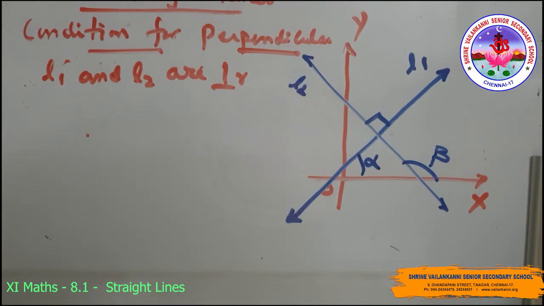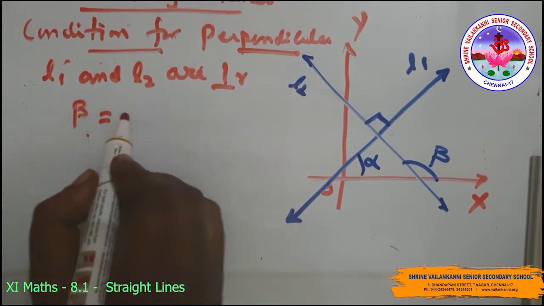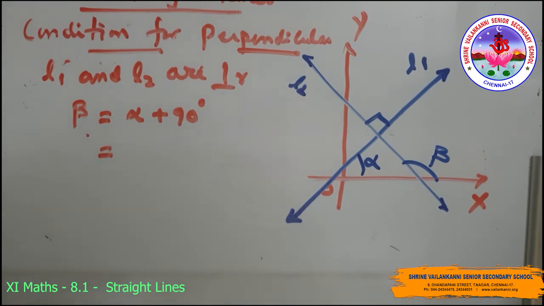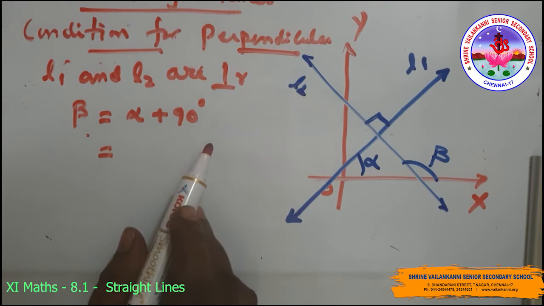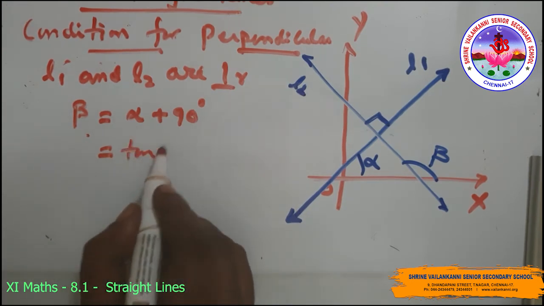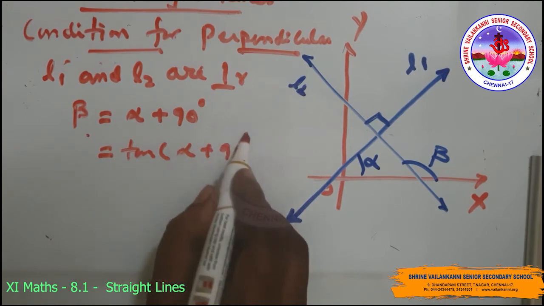Condition for perpendicularity of lines in terms of their slopes. Let the non-vertical lines L1 and L2 be perpendicular. Then beta equal to alpha plus 90 degrees. Let the non-vertical lines L1 and L2 have slopes m1 and m2 respectively. So beta is alpha plus 90 degrees, so tan beta equal to tan of alpha plus 90 degrees.